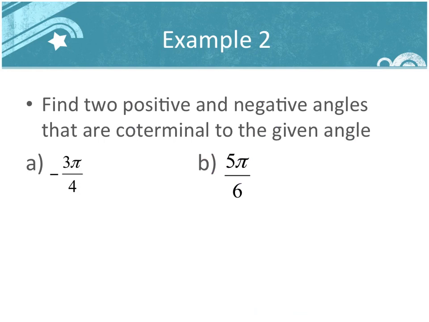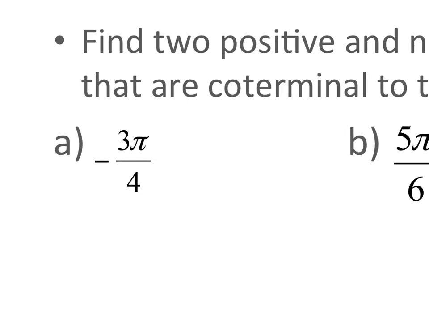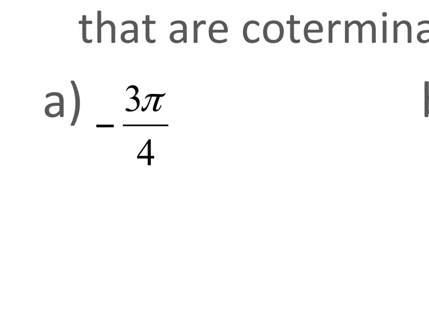Example 2 says find two positive and two negative angles that are coterminal to the given angle. So I want to find two positive and two negative. If you look at A, if I have a negative to start with, I want to add 2 pi until it gets positive. So I'm going to add 2 pi to this. I'm going to convert 2 pi over 1 into 8 pi over 4 so that they have the same denominator. And then combine them: negative 3 pi and 8 pi is positive 5 pi over 4. So that is a positive coterminal angle.